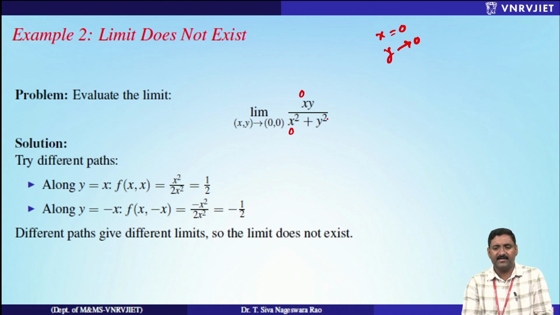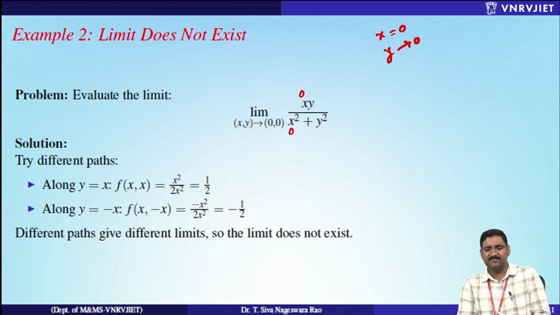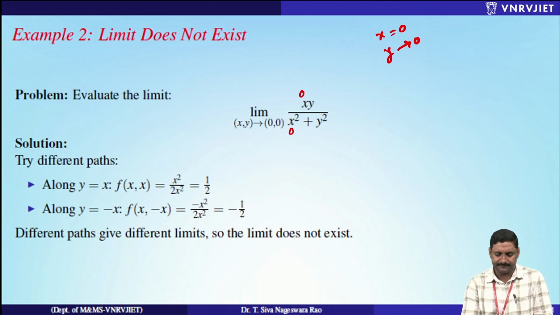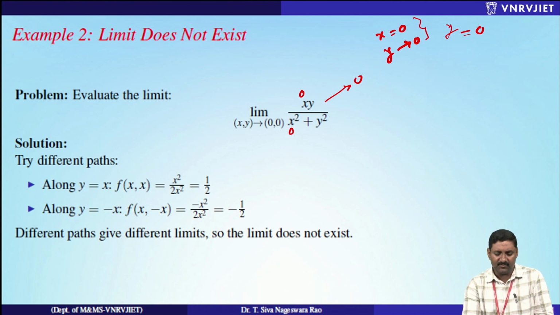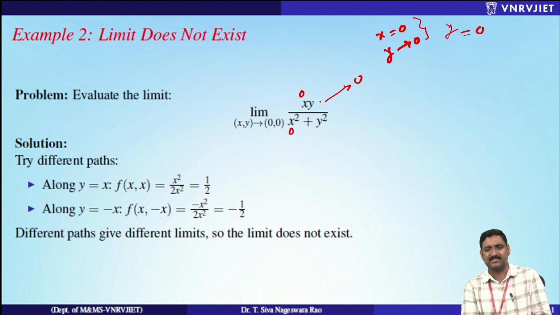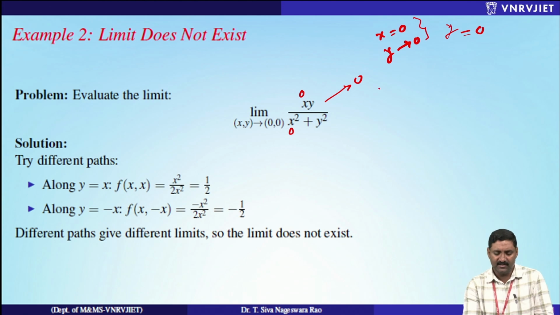You will have only y by y square. 0 multiplied with this y, you will get numerator as 0. As y tends to 0, you will get 0 for this path. Now I am going to fix y is equal to 0. If y is equal to 0, then numerator becomes 0 and denominator is 0 by x square. Limit as x tends to 0, it also goes to 0.